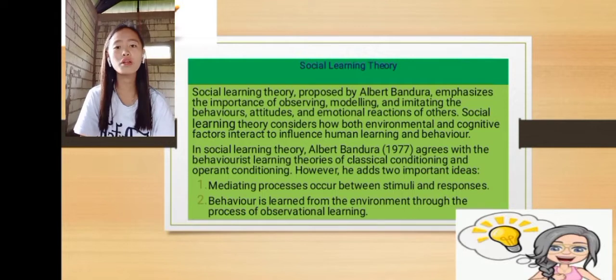So, social learning theory is a theory of learning process and social behavior which proposes that new behaviors can be acquired by observing and imitating others. In social learning theory, Albert Bandura in 1977 agrees with the behaviorist learning theories of classical conditioning and operant conditioning. However, he adds two important ideas.